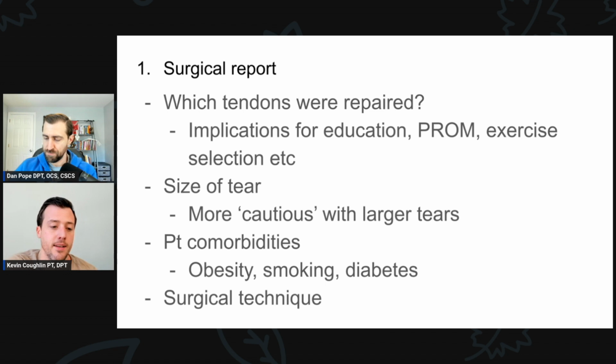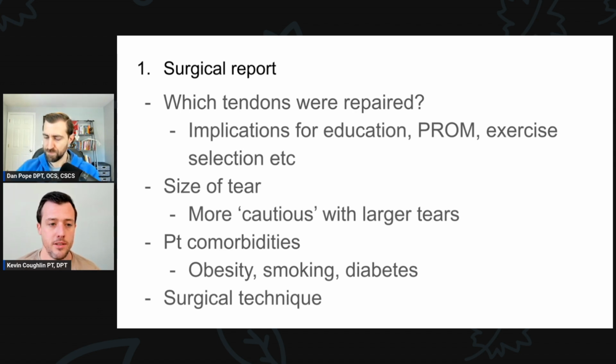And then the final one here, I think, with the surgical report that you get is the surgical technique. And this is one that honestly, I don't know a ton about, but I think if it is something that's very important to the surgeon, they'll make sure you know. And it's something you can just ask. You can call and ask, hey, this specific surgical technique, is there anything I should change about my rehab process because you did a double row or anything like that? And they might just say, no, go ahead and follow the protocol as written. Nothing else to worry about. But unless you call and ask those questions, you're kind of guessing.